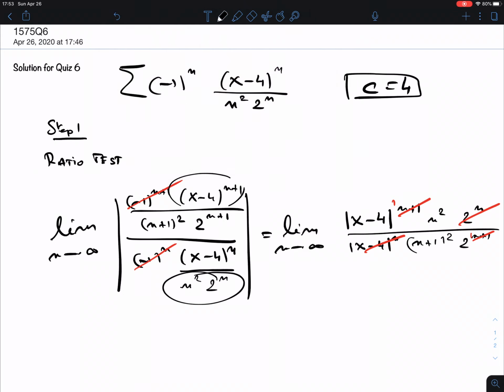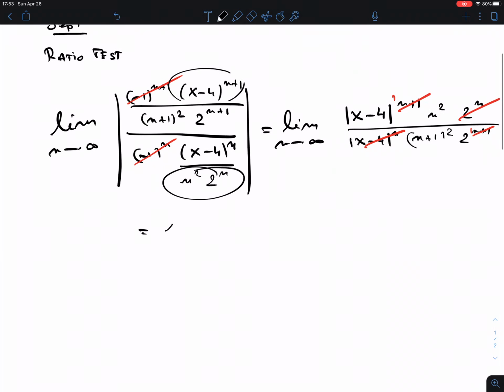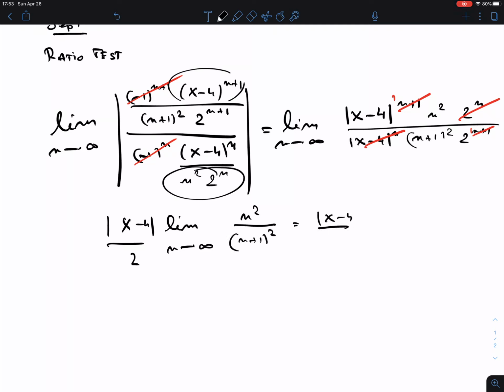Okay, so what do we have? Let's put already the things that do not depend on n outside, so that we don't get confused by them: x minus 4 and a 2. And then we have n squared over (n + 1) squared. So this is |x - 4| over 2.